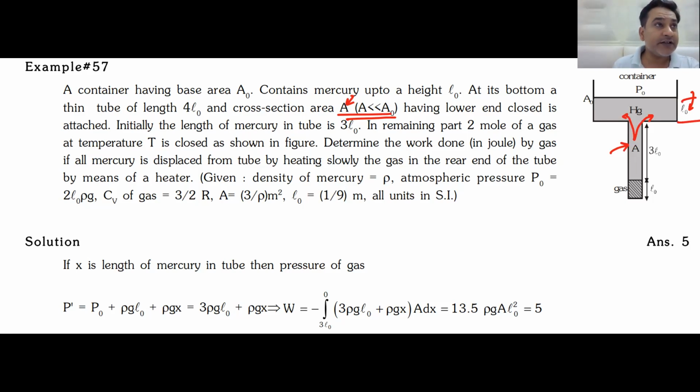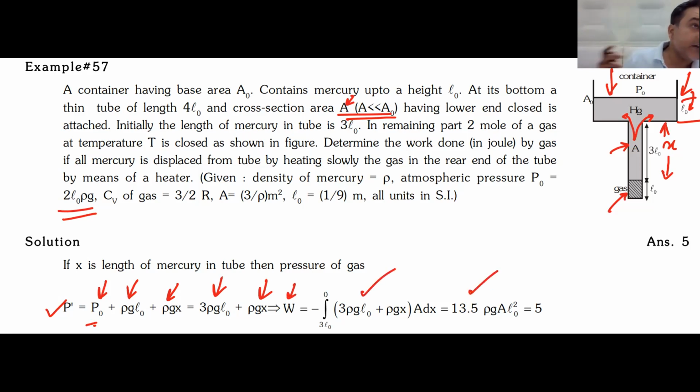So if you talk about the pressure of the gas inside, remember the length of mercury column here remaining is X. So pressure will be P naught, which is the atmospheric pressure, plus rho G L naught because of this, plus rho G X. Yes or no? Yes, sir. P naught is given as 2 L naught rho G. So it becomes 3 rho L naught G plus rho G X. Work done is the integral of this. You integrate this and you get your answer of the work done. Do you understand this?